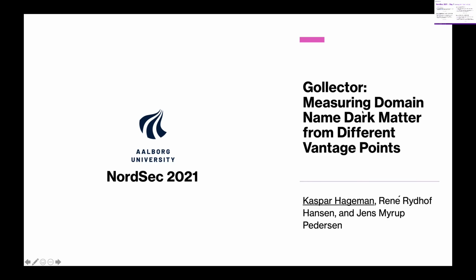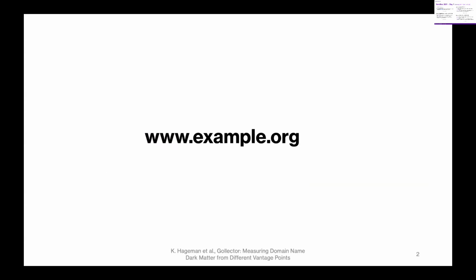Okay, so thank you very much for the introduction. My name is Kaspar Hageman, also from Aalborg University, and I'm presenting our work on Gollector, a tool for measuring domain name dark matter. The story of this work starts with a simple domain name, pretty much the naming convention of hosts and resources on the internet.